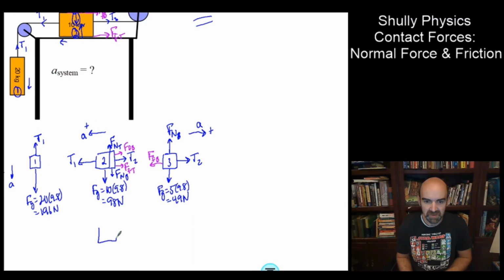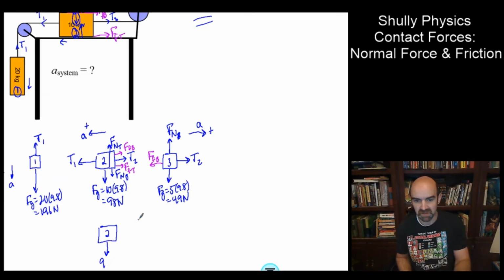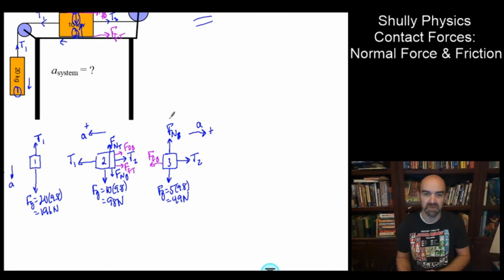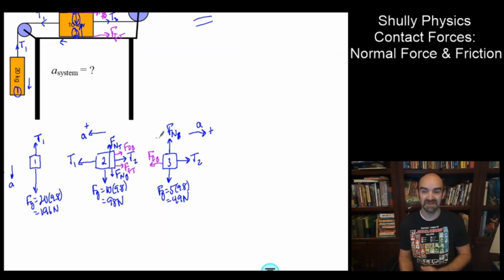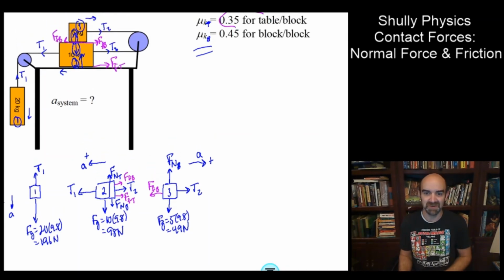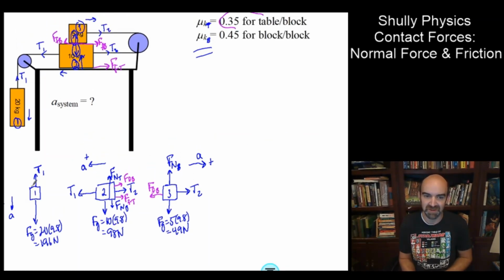We've got block 2 with 98 newtons down. You know what? This is not going to get any prettier. I'm just going to move on instead of waste your time. We've got 1, 2, 3, 4, 5, 6, 7 forces acting on this block 2. It's kind of caught in the middle there. 4 forces on block 3 and only 2 forces on block 1.